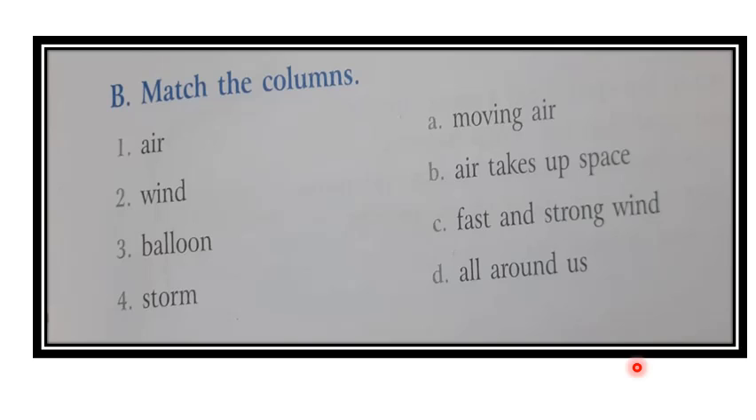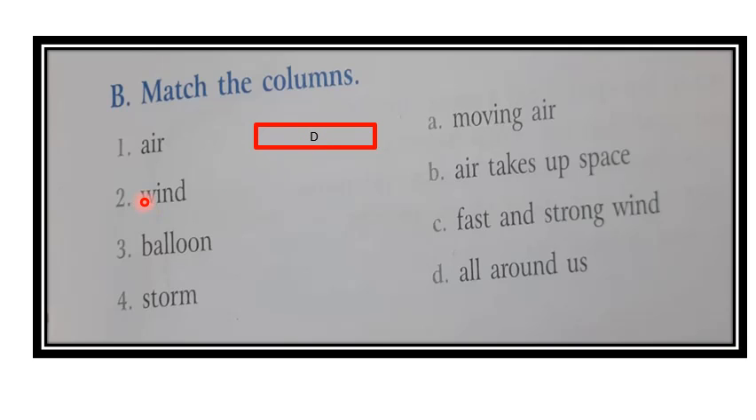B. Match the following. Match the columns. How you will match? You are not going to draw any lines. You will write the correct answer. What is the first one? Air. What is air? Yes, air is all around us. So how you will match? You will not draw a line like that. You just have to write D because it is matching with D. So you just write here D.